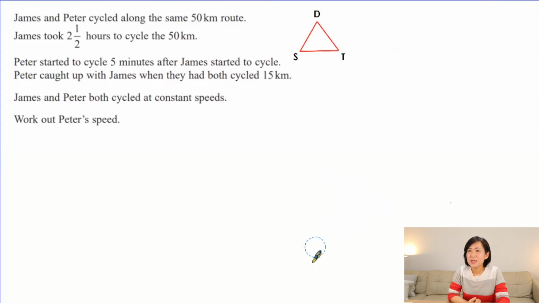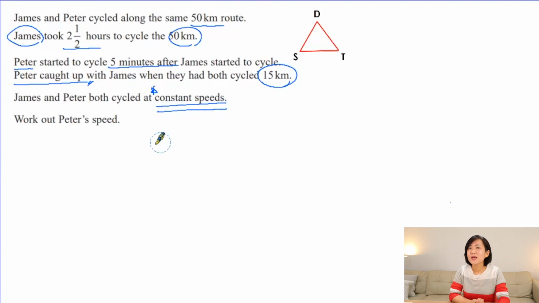James and Peter cycled along the same 50-kilometer route. James took 2.5 hours to cycle the 50 kilometers, and Peter started to cycle 5 minutes after James started to cycle. And Peter caught up with James when they had both cycled 15 kilometers. James and Peter both cycled at constant speed. This is important, and work out Peter's speed. So our final goal is finding out Peter's speed.